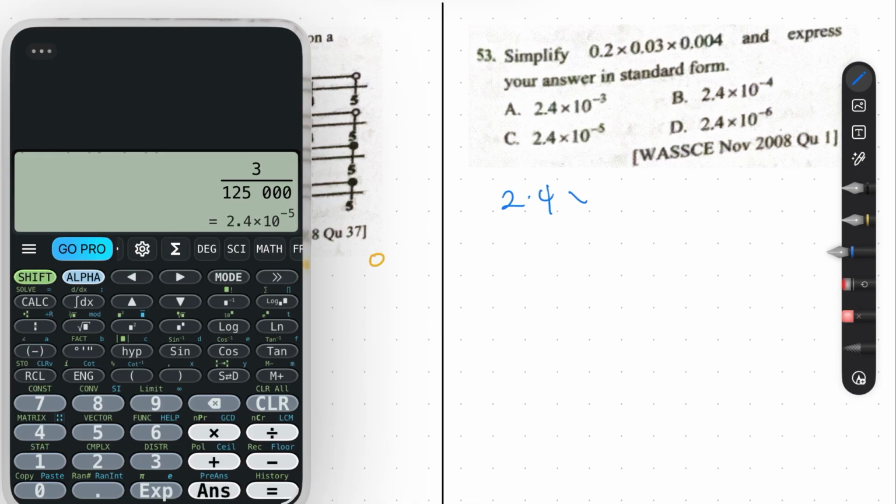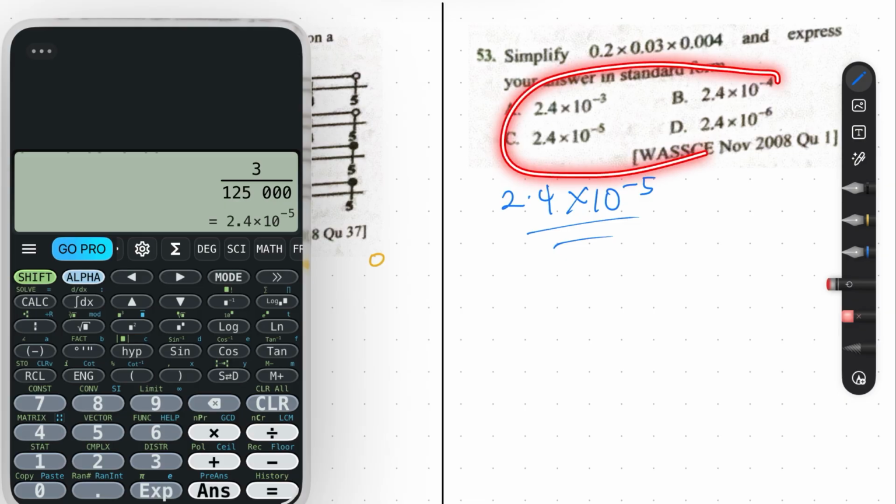It says the answer is 2.4 times 10 to the power negative 5. Do we have it right here? 2.4 times 10 to the power negative 5, right here. Yes, it is right here. So our answer is C. Cool.